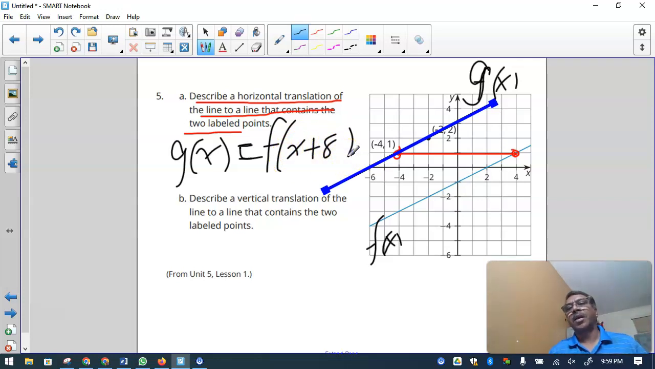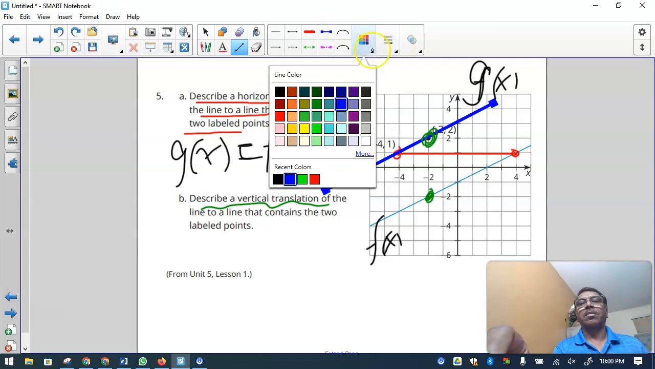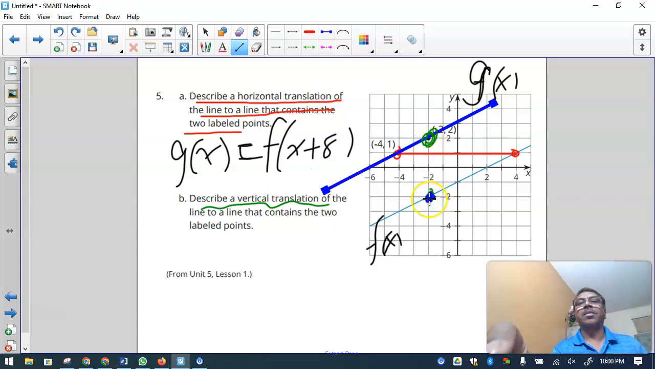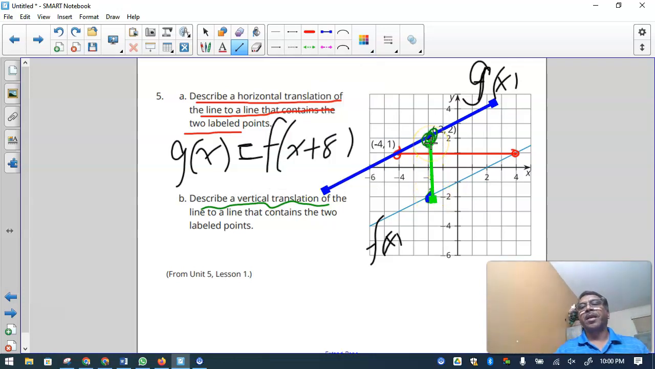Then there's another one, maybe the red color. I'm going to use this point, because the question is about the vertical translation. So that goes to get this point. This time I'm going to use the green color. So this goes from here. How many units does it go? You see it is 1, 2, 3, 4. It goes 4 units up.